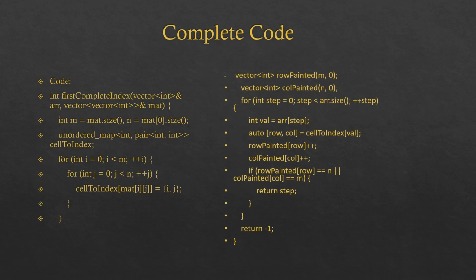Here is the complete code that implements the solution. We start by mapping the matrix values to their rows and column indices. Then we initialize arrays to track the number of painted cells in each row and column. We loop through the painting steps, updating the counts and checking for a fully painted row or column. Finally, if a complete row or column is found, we return the step index.